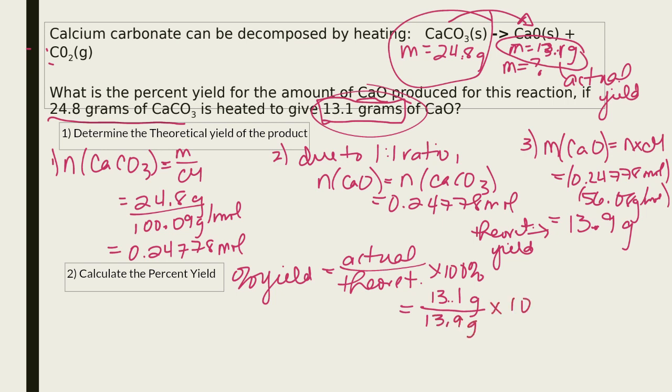It's pretty close. And we're going to multiply by 100. We're going to divide. We have 3 sig figs in each mass value. And when we multiply by 100%, we get a percent yield of 94.2%.